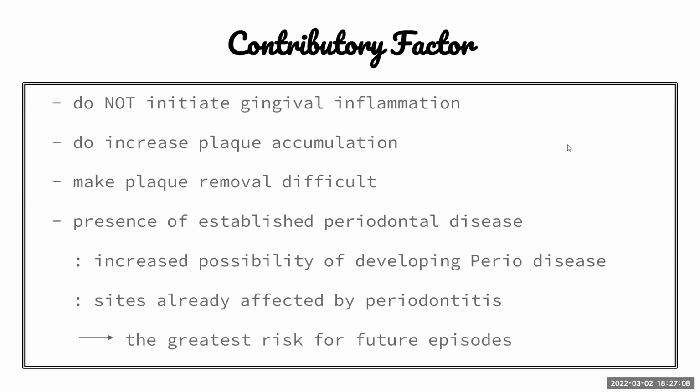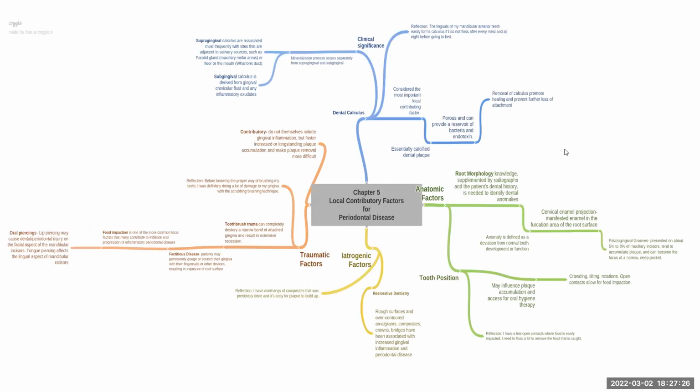You have to have gingivitis in order to get periodontal disease. You have to have gingivitis first. And sites that have already been affected by periodontitis, even though they are stable, are at greater risk for future episodes. And there's lots of contributory factors.